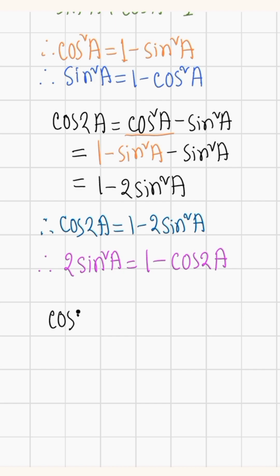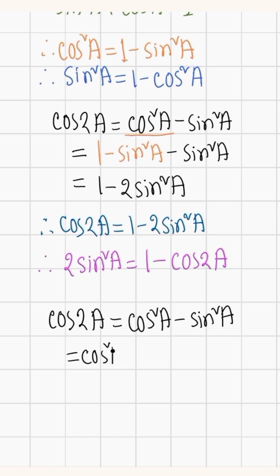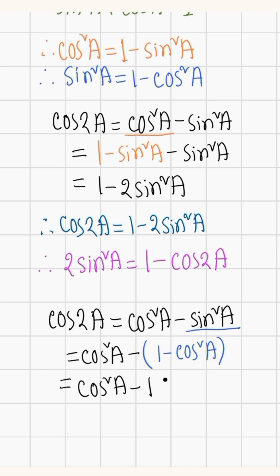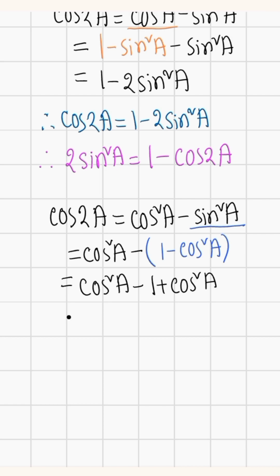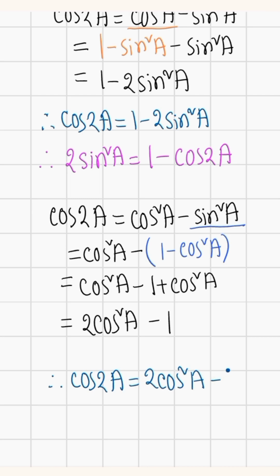যেহেতু cos 2A = cos²A − sin²A, sin²A এর জায়গায় লেখা যায় 1 − cos²A, তাহলে cos 2A = cos²A − (1 − cos²A) = cos²A − 1 + cos²A. এখানে cos²A দুইবার আছে, তাহলে 2 cos²A − 1 আসে। সুতরাং cos 2A = 2 cos²A − 1.